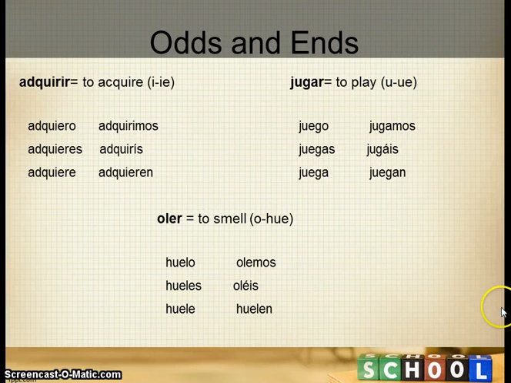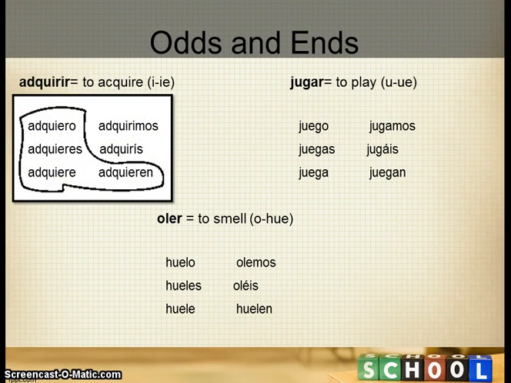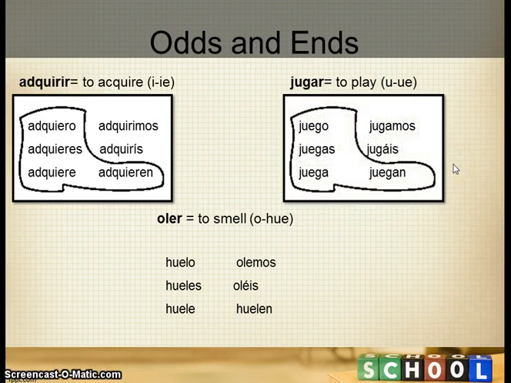Okay, odds and ends. Some verbs are still stem changing, but they look a little bit different. For example, this would be an I to IE verb. Normally we have E to IE, so it's not common to have an I to IE, so he's just kind of an oddball. So we'll put the boot around him, and you can see where the change is going to be. Jugar, we've practiced him before. He's a U to UE verb.